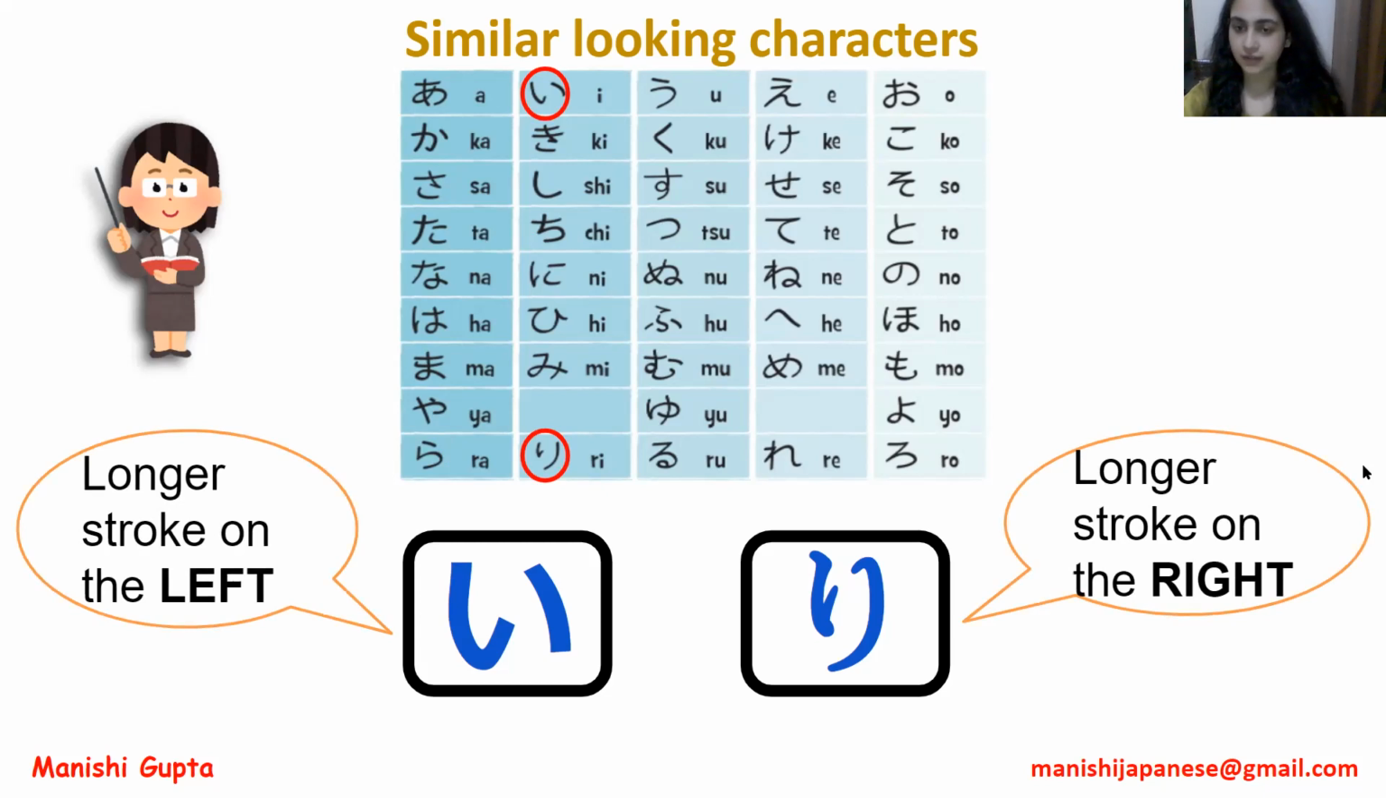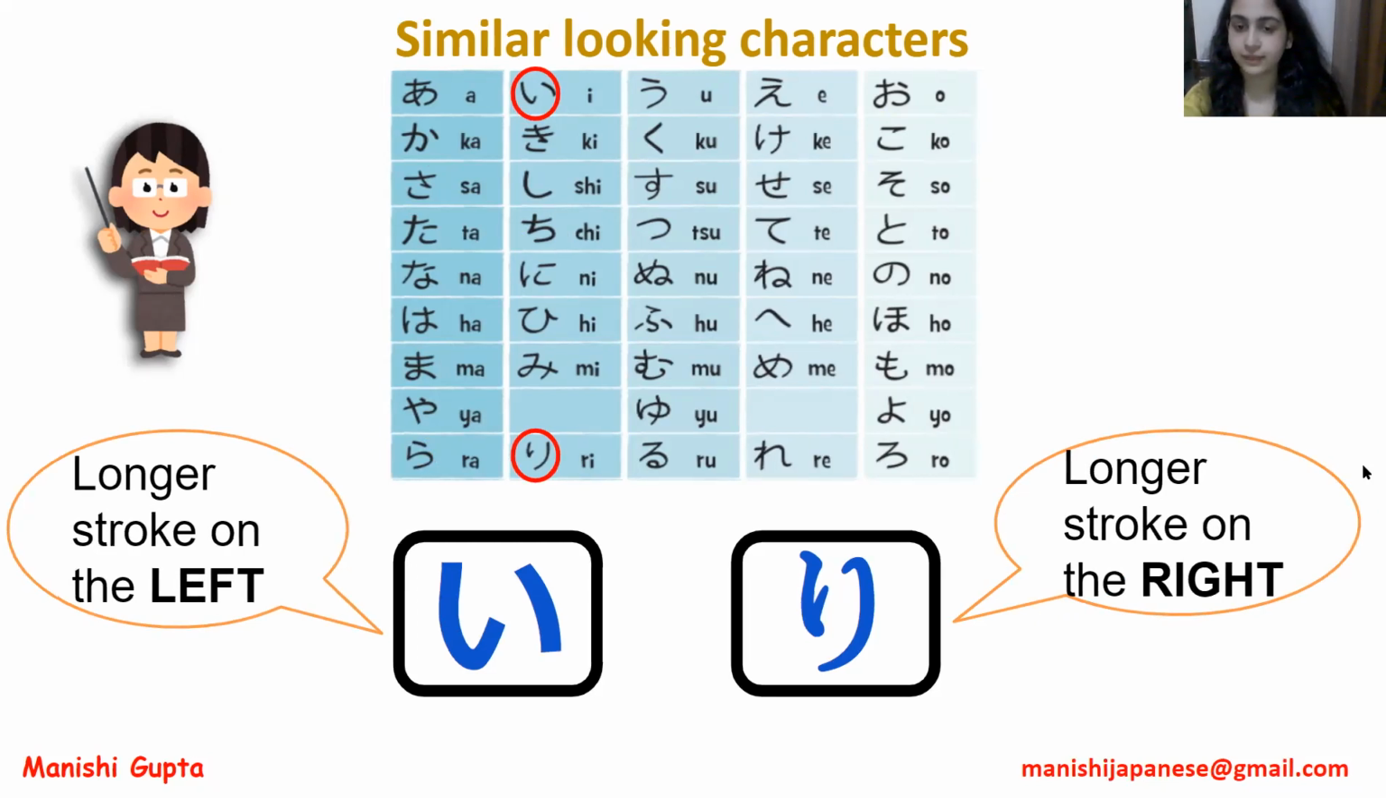Okay, so R, right, you can connect it with that. So in Re, right side, the stroke will be longer. For E, it's on the left, the longer one.